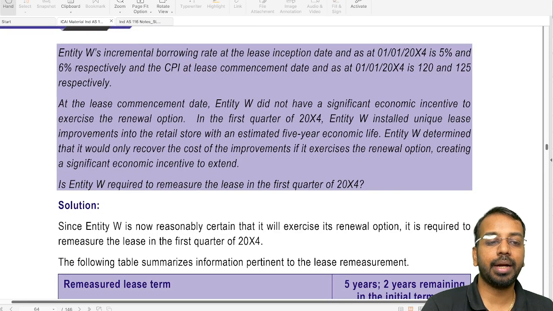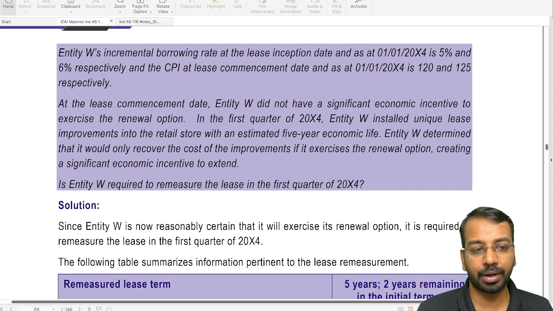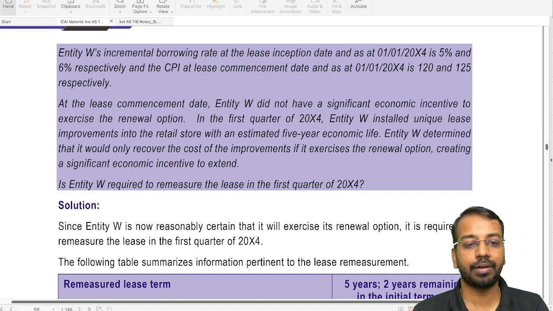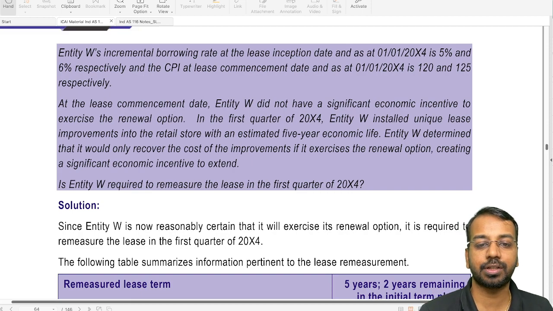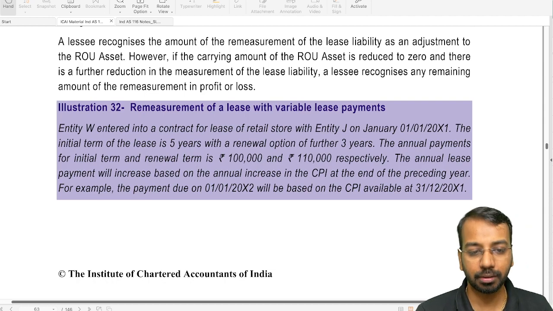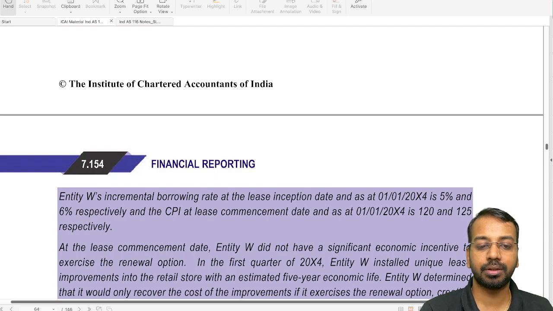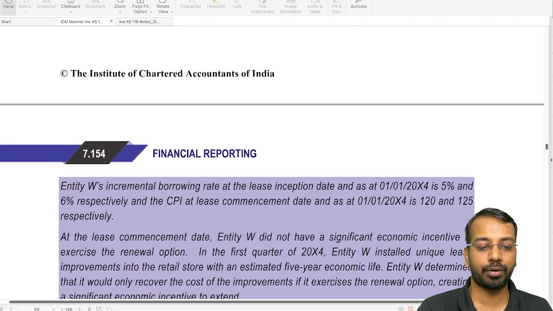Entity W's incremental borrowing rate at the lease inception date and as on 1st of January of year 4 is 5% and 6%. Now, this is the incremental borrowing rate. And the CPI at the lease commencement date and as on 1st of January is 120 and 125 respectively. So the lease commencement date is 1st of January of year 1. Then after 4 years, the CPI has become 125.